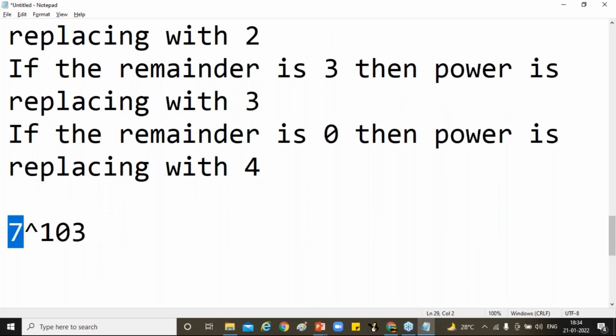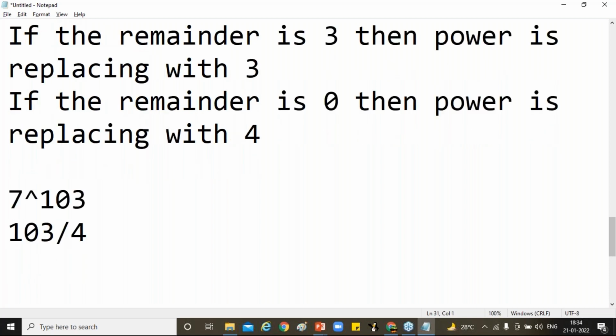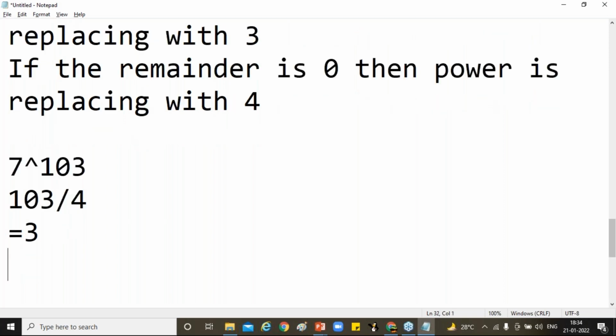So if the base is 7, what is step number 1? 103 is divided by 4. We have to focus on the remainder. 4 25s are 100. 3 is the remainder. Whenever 3 is the remainder, the whole power 103 is replaced with the remainder, so 7 power 3 ends with 3. Hope all of you understood.